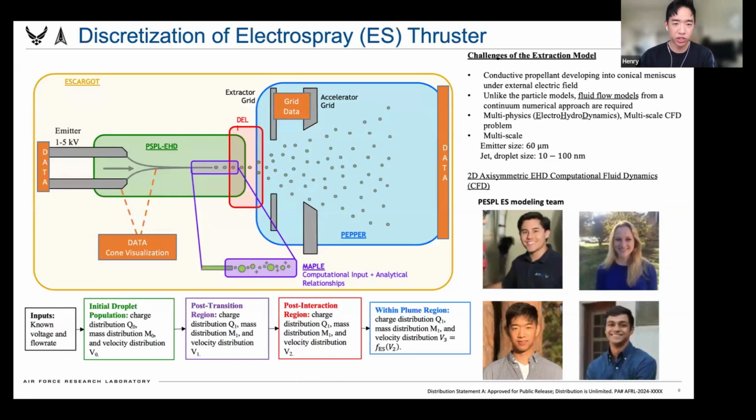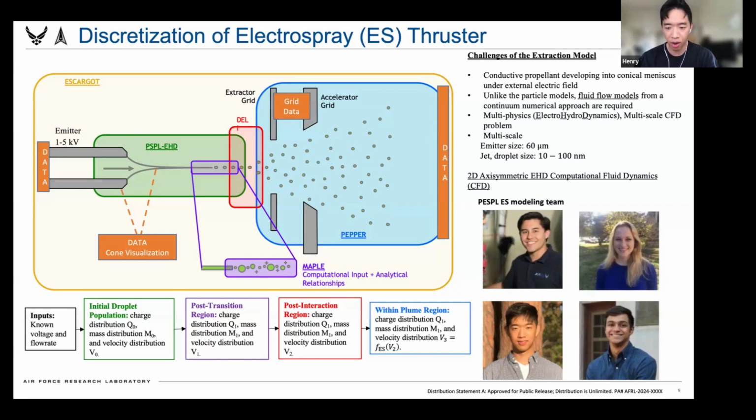So this is the discretization of the electrospray thruster model. I was in charge of the emission model, which breaks up the ionic liquid into a cone jet and droplet breakup. Unlike the particle models, fluid flow models are a continuum, numerical approach, and it is multi-physics and multi-scale, where the emitter size is 60 microns, but the jet diameter or the droplet diameter is 10 or 100 nanometer size. So it is a challenge to resolve that multi-scale problem. So we were able to get the 2D axisymmetric EHD computational fluid dynamics model.